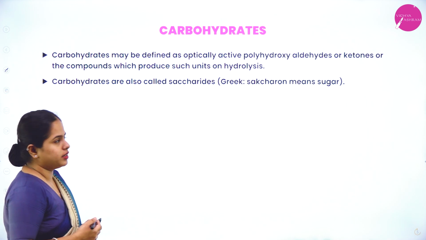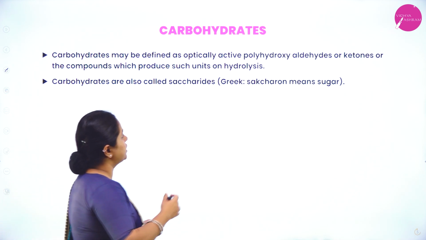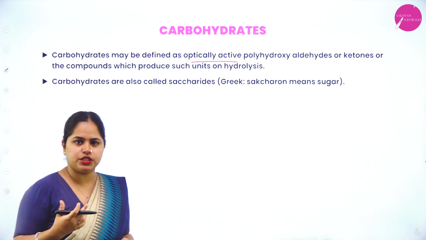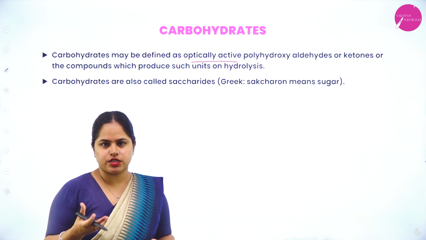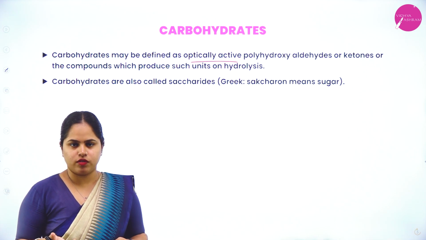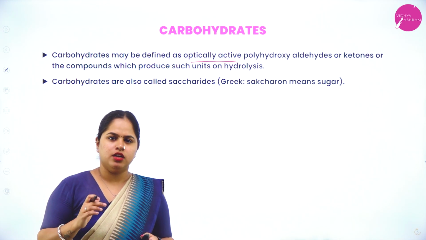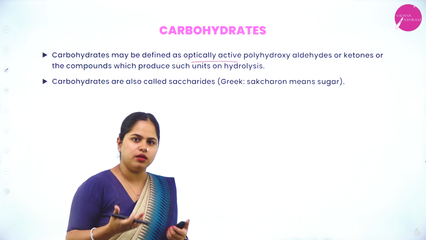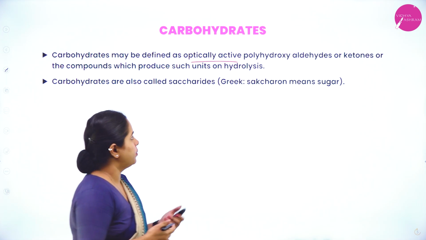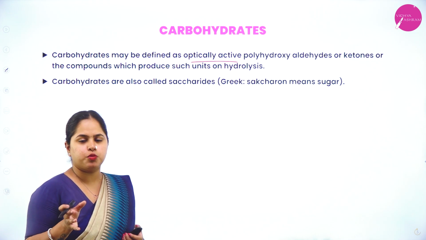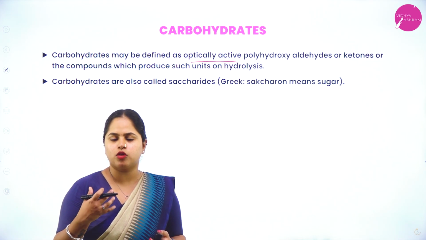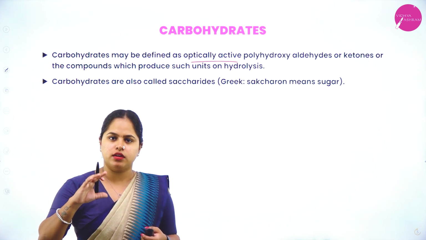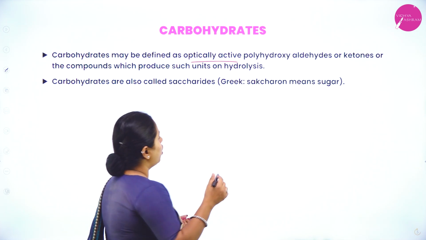So what are carbohydrates? They may be defined as optically active. Now what is optically active? It has the capability to rotate plane polarized light towards the clockwise direction or anti-clockwise direction. We have already studied optical activity in the previous chapters itself, right? So what is the first point that you can understand about carbohydrates? They are optically active. They have the capability to rotate the plane polarized light towards the right or left.